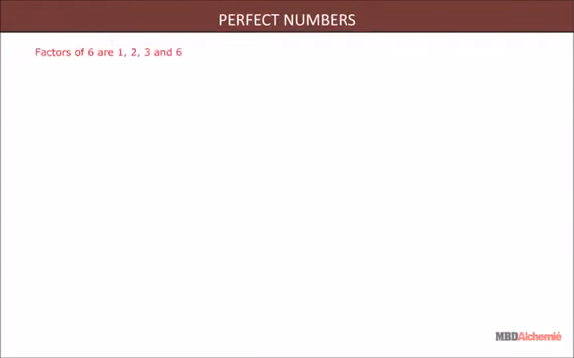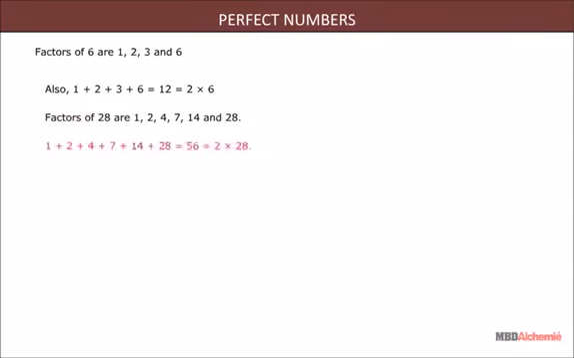Perfect numbers. Note that the factors of 6 are 1, 2, 3 and 6. Also, 1 plus 2 plus 3 plus 6 is equal to 12, which is equal to 2 times 6. We find that the sum of the factors of 6 is twice the number 6. All the factors of 28 are 1, 2, 4, 7, 14 and 28. Adding these we have 1 plus 2 plus 4 plus 7 plus 14 plus 28 is equal to 56, which is equal to 2 times 28.